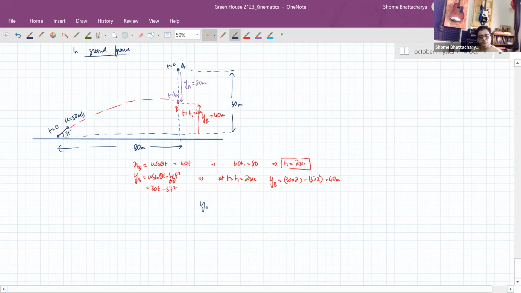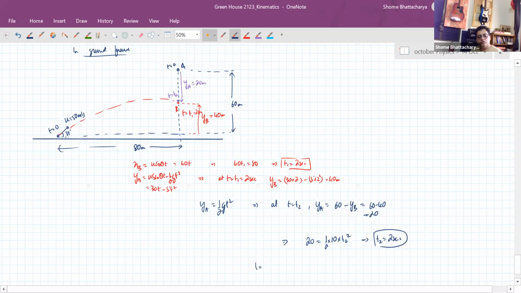So A's vertical displacement is half g t square. So at t equal to t2, A's vertical displacement should be 60 minus B's vertical displacement, which is 20. So 20 should be equal to half into g into t2 square. So you can see that t2 is coming out to be 2 seconds. Therefore, t1 equal to t2 equal to 2 seconds. So that implies that A and B collide. And they collide at what time? At the time of 2 seconds.